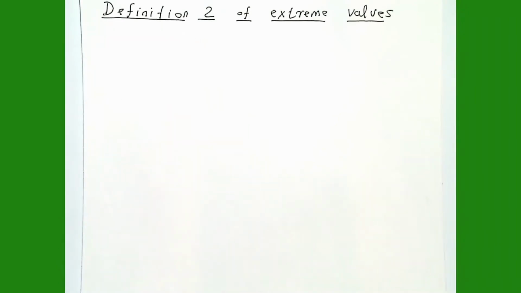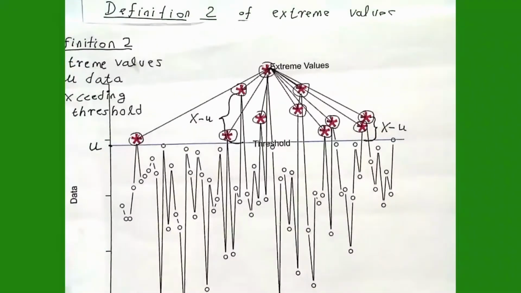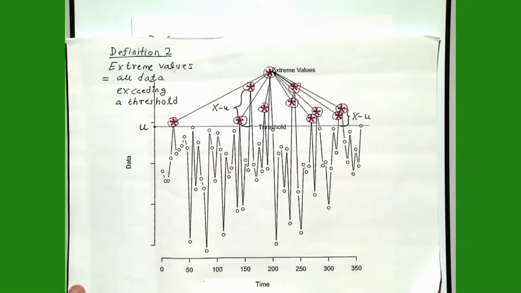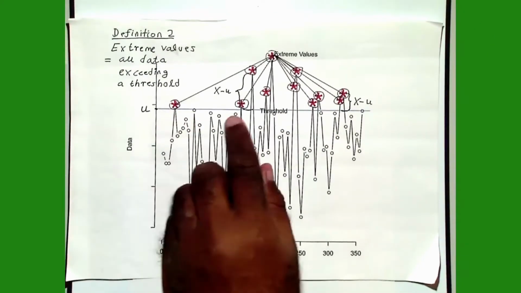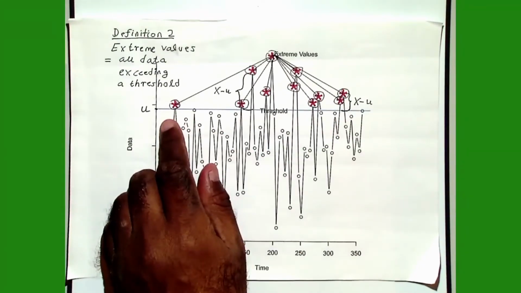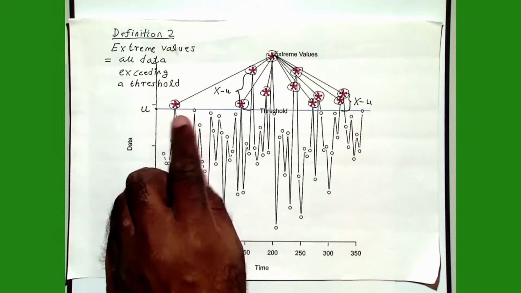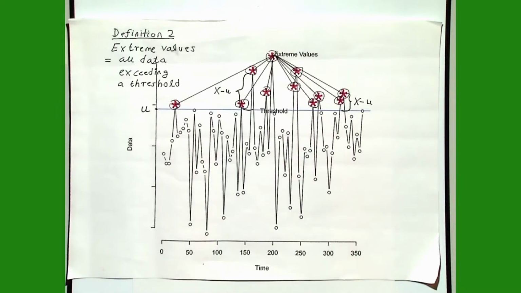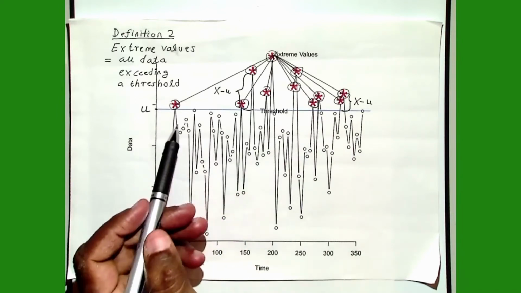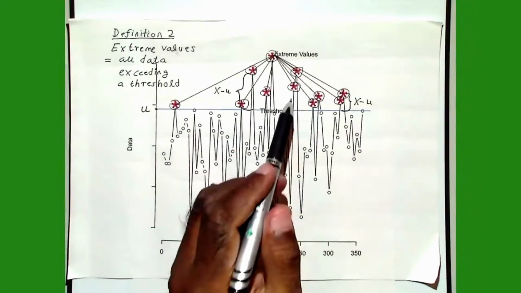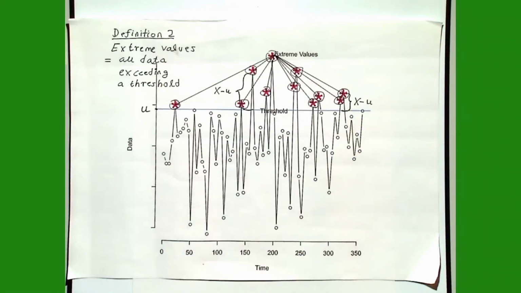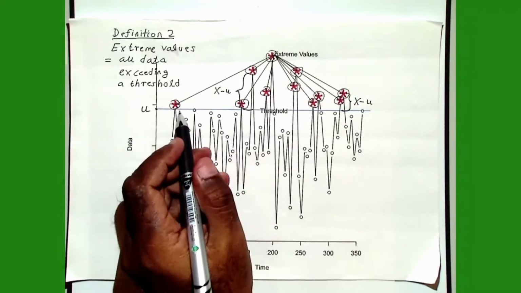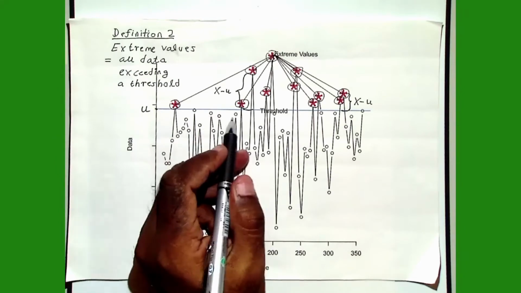You may recall that this is the picture that represents definition two of extreme values. So you have this blue line, which is a threshold denoted by U, and any data point that exceeds this line is referred to as an extreme value. So in this picture, you have 1, 2, 3, 4, 5, 6, 7, 8, 9, 10, 11 extreme values. Each of the 11 has a value that is above the threshold, right?